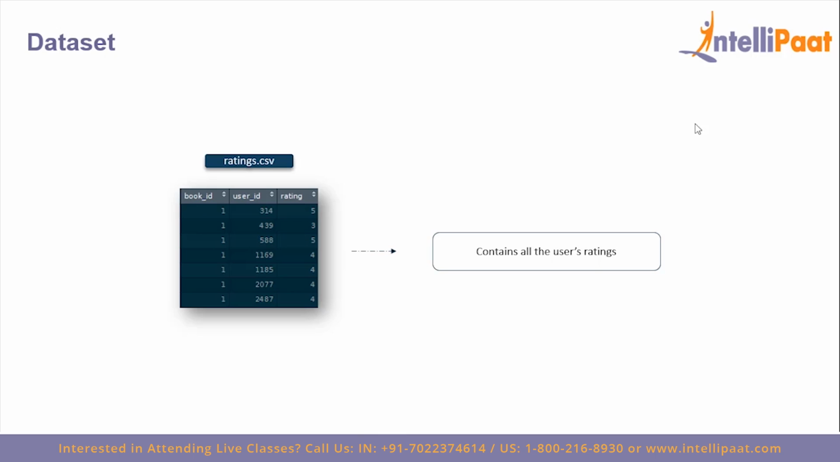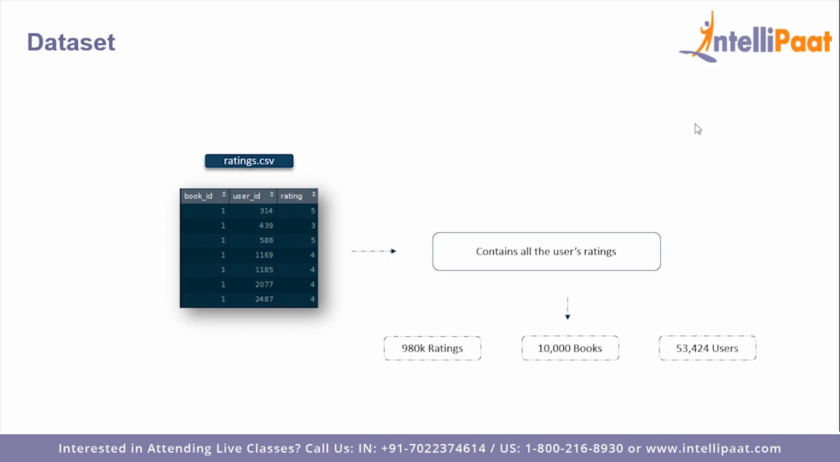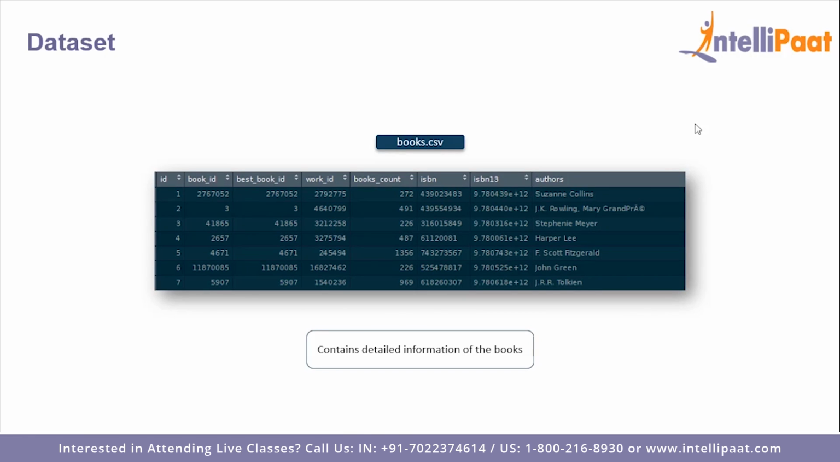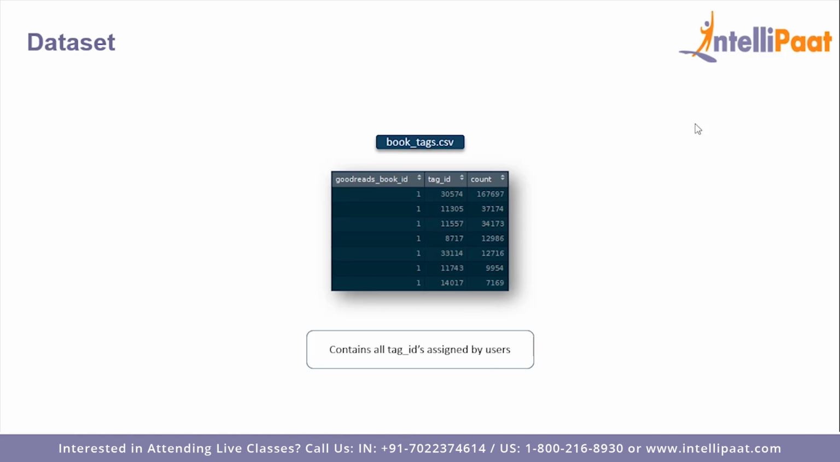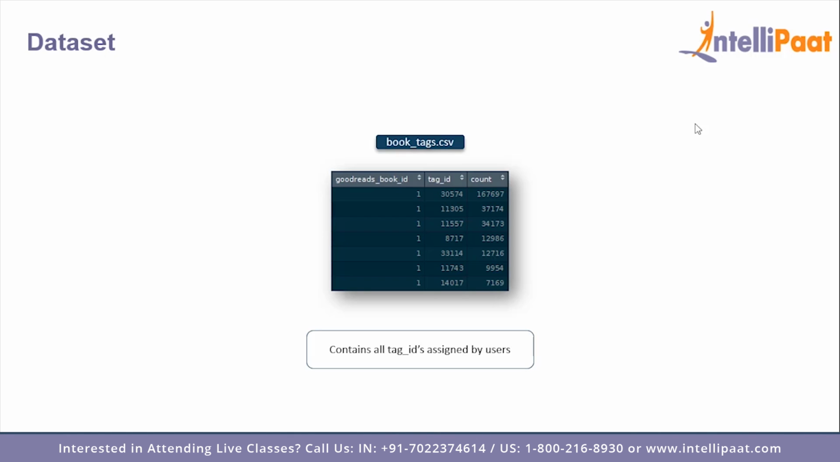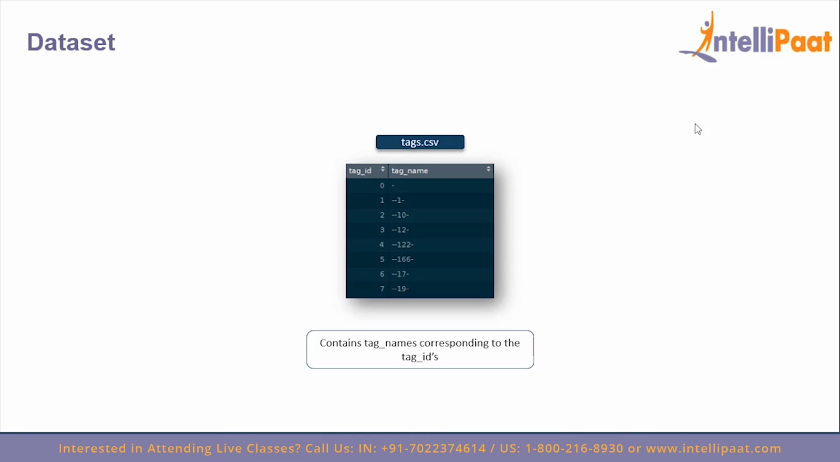As the name suggests, ratings.csv contains all users' ratings of the books. There are a total of 980,000 ratings for 10,000 books from 53,424 users. The books.csv contains more information on the books, such as the author's name, publication year, book ID, and so on. Then we have the booktags.csv file. This file comprises all tag IDs users have assigned to the books and the corresponding tag counts. The tag IDs basically denote the categories into which the books fall, and the counts denote the number of books belonging to each category. And we have the tags.csv file.